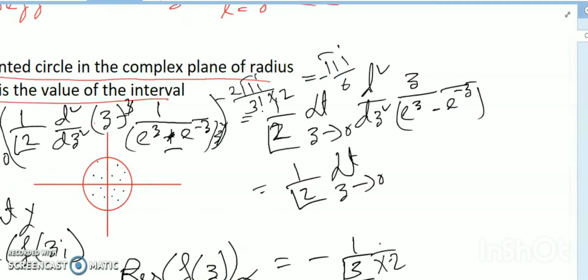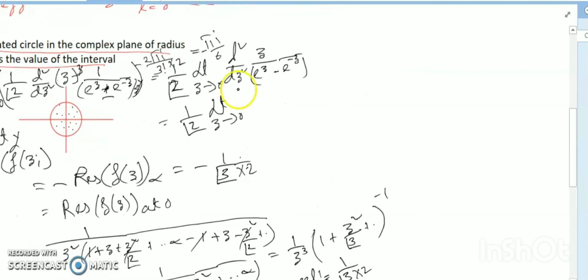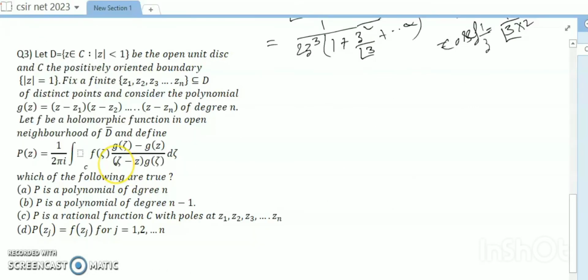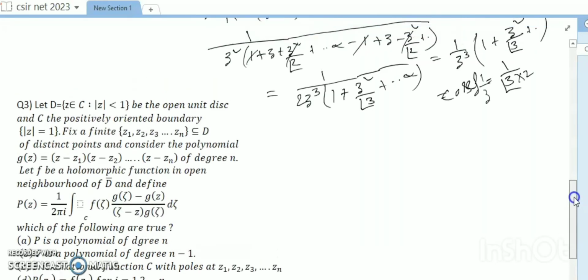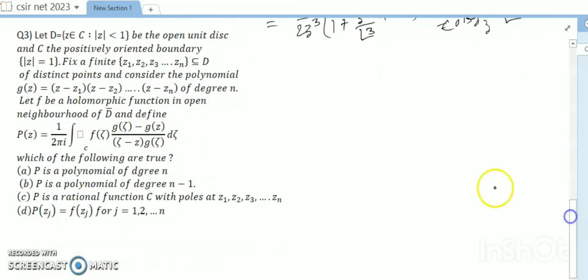Please check my view. My next question is question number 3. Let D equal to the set of z belonging to C such that mod of z is less than 1 be the open unit disk. Very good. So number 1 is the open unit disk.